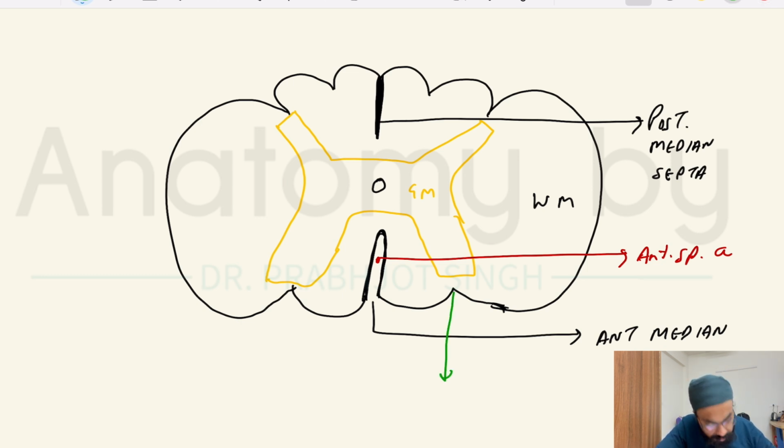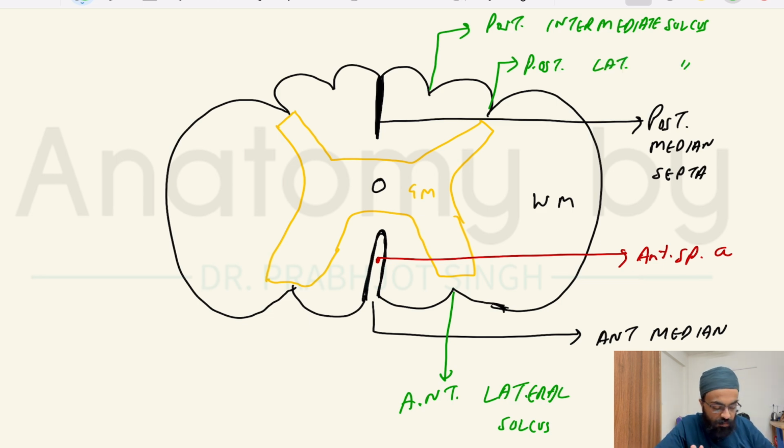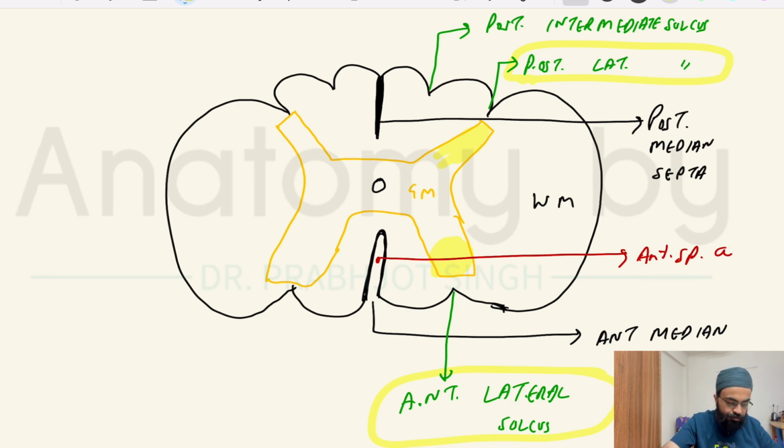Then you have this bend kind of a thing. This is known as the anterior lateral septum or sulcus. Okay, and over here you have again posteriorly two structures. This is the posterior intermediate sulcus and this is the posterior lateral sulcus. These are about the external features of the spinal cord. Now what you need to remember is that the posterior horn is at the level of the posterior lateral sulcus and the anterior horn is at the level of the anterior lateral sulcus. So that is all about the external features.